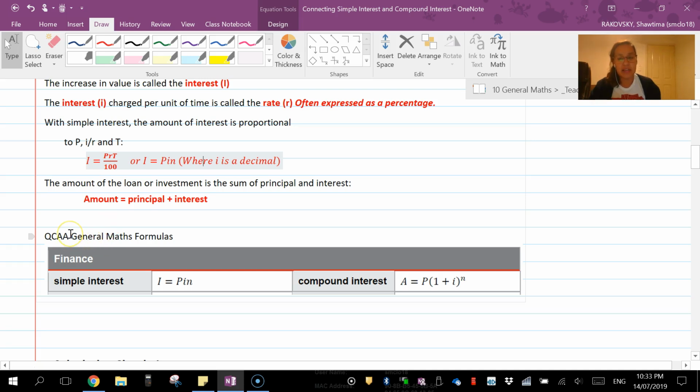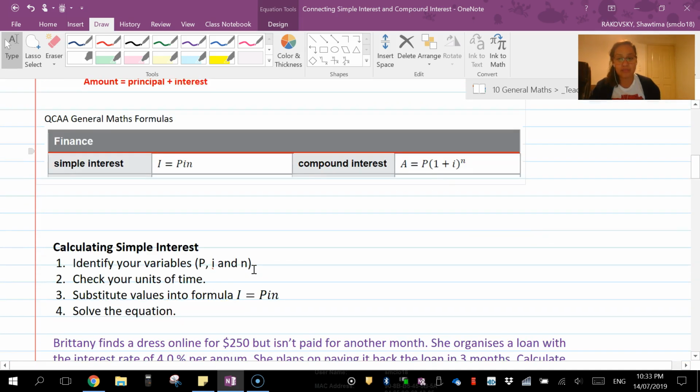As always, trying to give you a heads up of what we can. This is the QCAA general maths formula sheet. For what we're doing in year 10, this is all that you need to know from the finance section, and you can see that they use I equals PRN, and that helps later on when we do compound interest. So watch out for a future video.